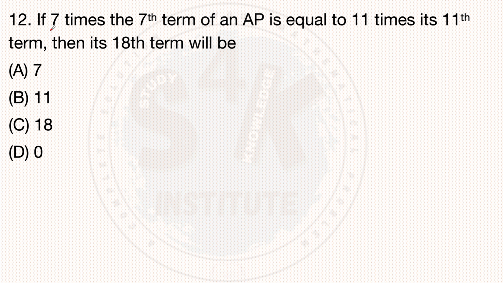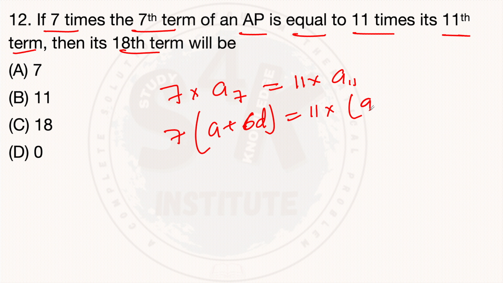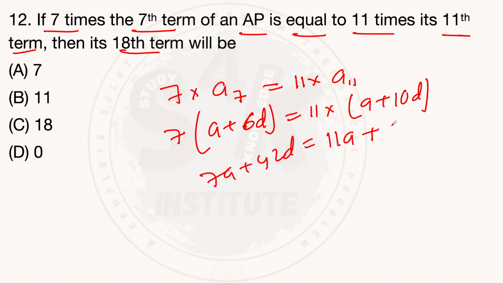The next question that we have: if 7 times the 7th term of an AP is equal to 11 times the 11th term, then its 18th term will be? So it is saying 7 times the 7th term of an AP is equal to 11 times the 11th term of an AP. Let's write this. 7 times (A plus 6D), we can write it easily. 11 times (A plus 10D), we can write easily, right? So it will be 7A plus 42D is equal to 11A plus 110D, right?